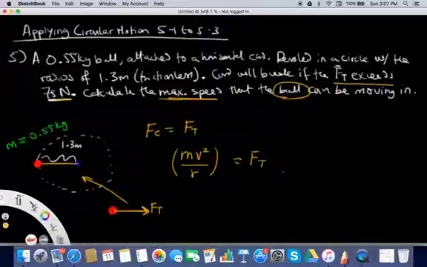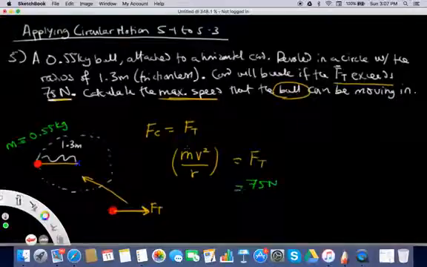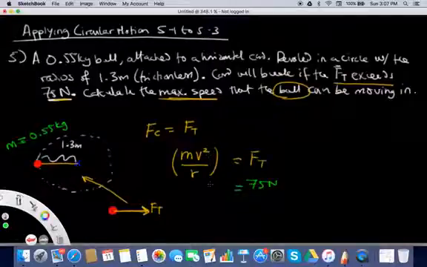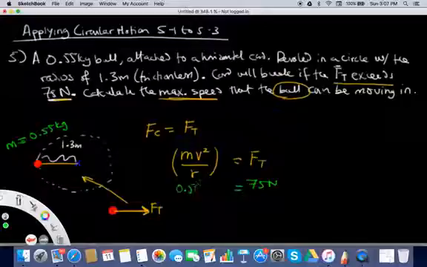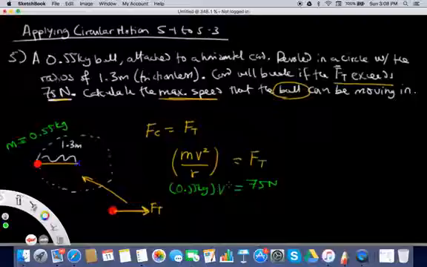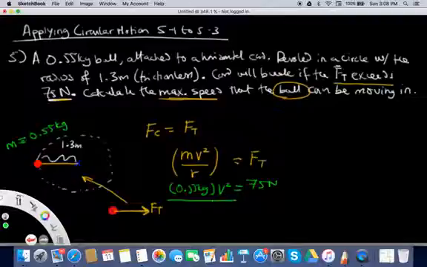So we know that if our maximum tension force is 75 newtons, and we find v squared, that should be our maximum speed. So let's do that. What information have they given us? They've given us that mass is 0.55 kilograms, and we don't really have a velocity. We're trying to find that velocity, so we'll keep v squared as a variable. Have they given us a radius? Yes, our radius is 1.3 meters.